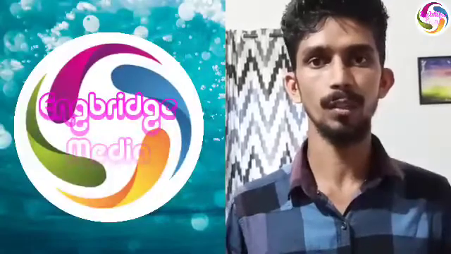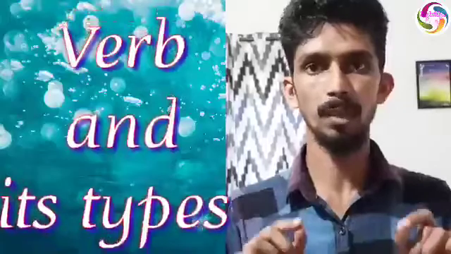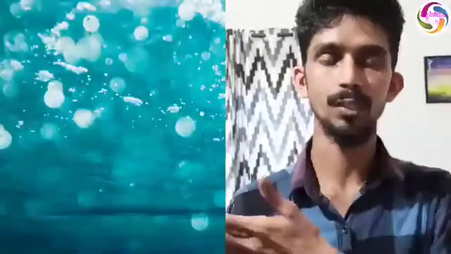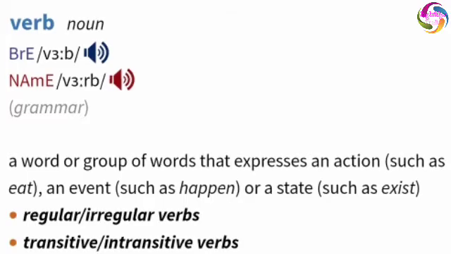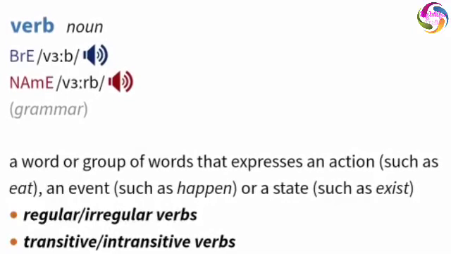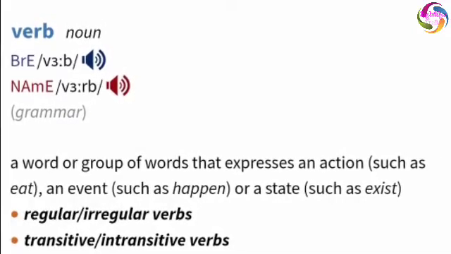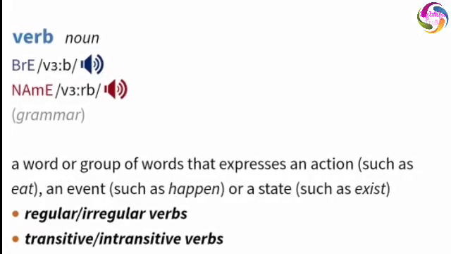Today in this video, I would like to discuss one of the most essential grammar parts, verb and its types. Watch the video. Okay, let's start from its definition. What is a verb? A verb is a word or a group of words that expresses an action such as eat, or an event such as happen, or a state such as exist.